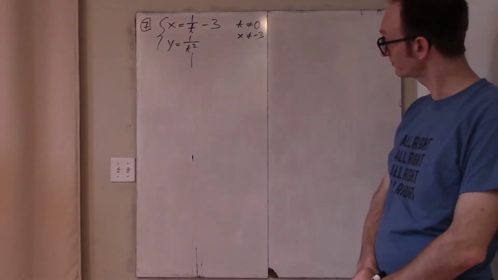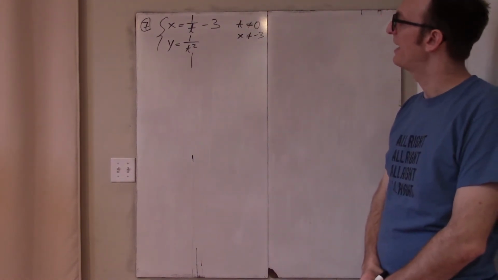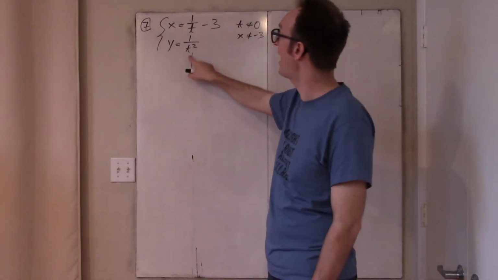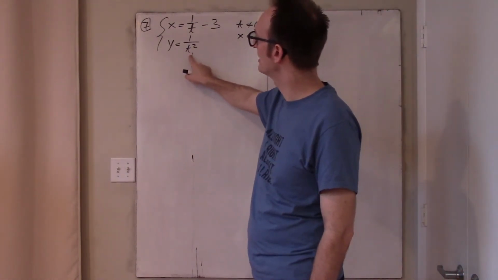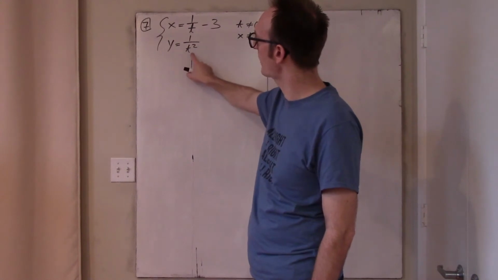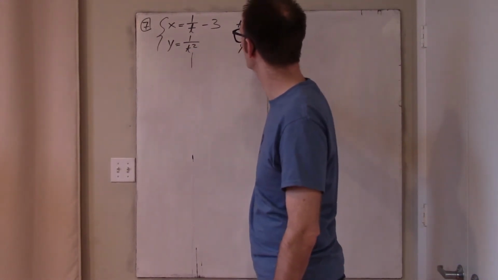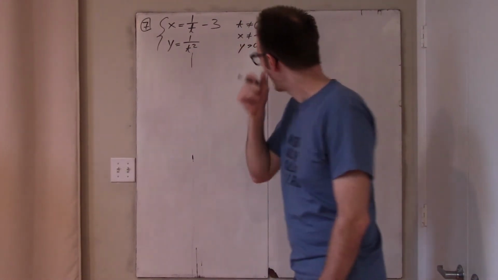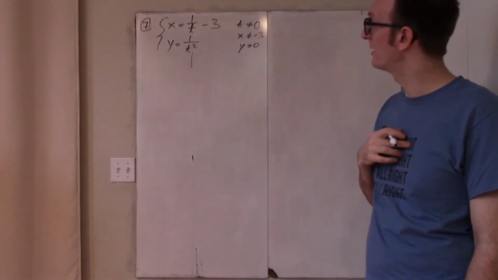That's just true. And, of course, y is going to be positive because it's 1 over t squared, but also it can't be 0. So y has to be greater than 0. And now, okay, great. Now let's do the end behavior step.